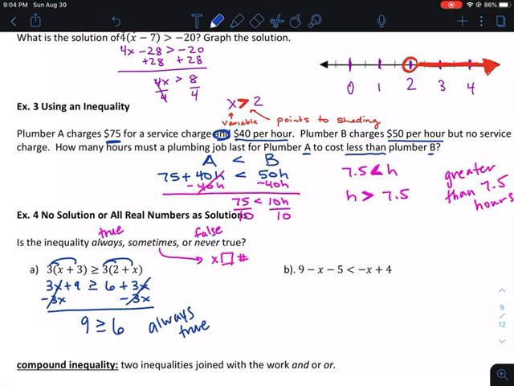In part B, 9 minus x minus 5 is less than negative x plus 4. Well, combine some like terms. We have a 9 and a minus 5. That leaves us with 4 minus x is less than negative x plus 4. We're going to add x. We're left with 4 is less than 4. Is 4 less than 4? If that was an or equal to, we may be okay, but 4 is not less than 4. This is going to be a never true because 4 cannot be less than itself.